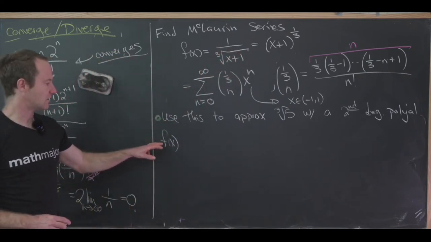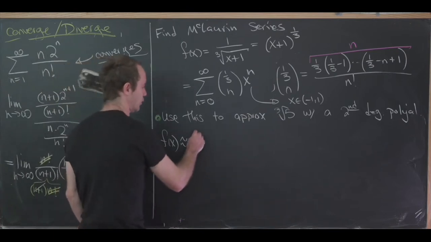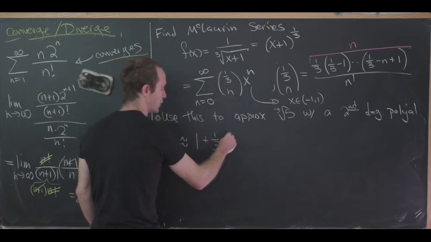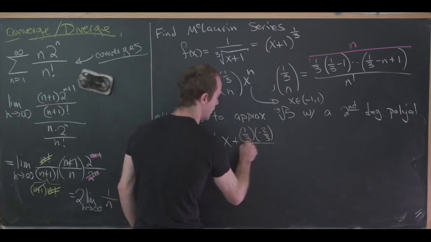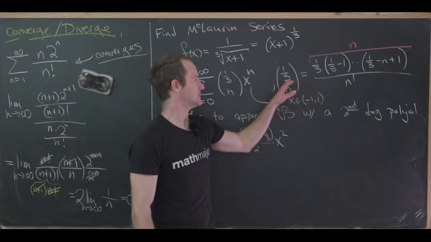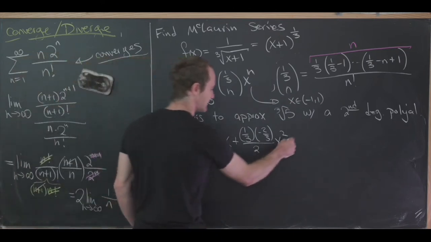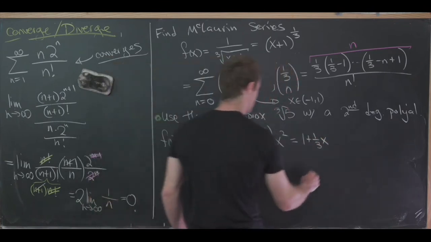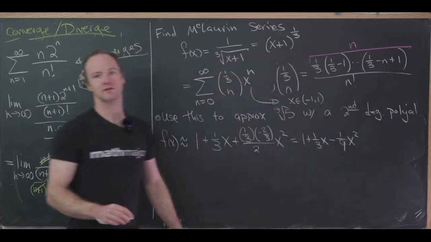Okay, so now let's see that f of x is approximately equal to 1, which would be 1/3 choose 0, plus 1/3, which is 1/3 choose 1 times x, plus 1/3 times -2/3 over 2 factorial, which is 2, times x squared. So that's exactly using these binomial coefficients, and that's stopping there at our x squared term. So let's see, we can simplify this a little bit if we wanted to. This would be 1 plus 1/3 times x, and then minus 1 over 9 times x squared. So we've got something that looks like that.